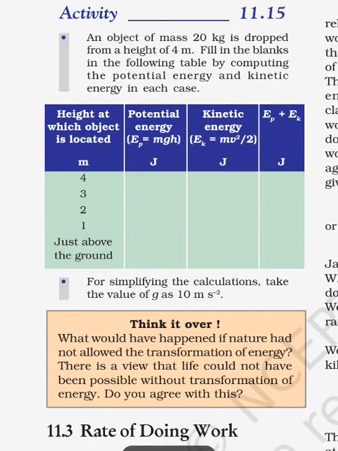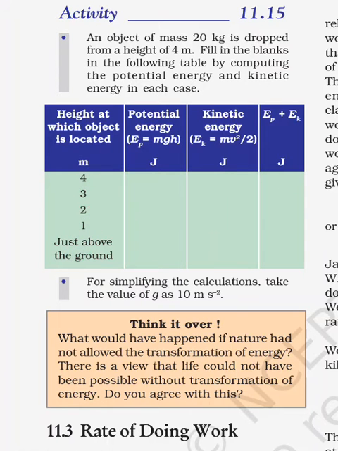So this is given. What you will do, height is given. You will calculate by using this height, this height, this height and this height, and this means 0 height. Okay, just above the ground means 0 height. You will calculate potential energy and kinetic energy, and then you will do the sum. But how you will do this?